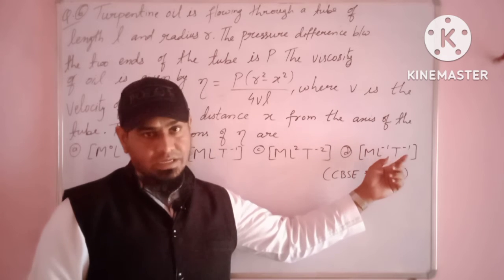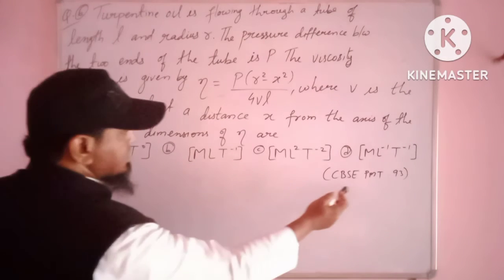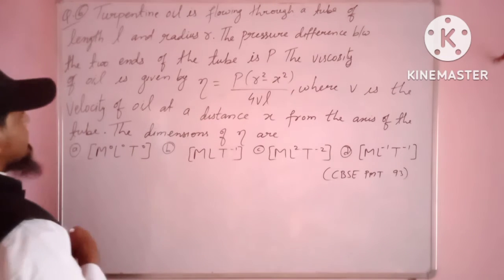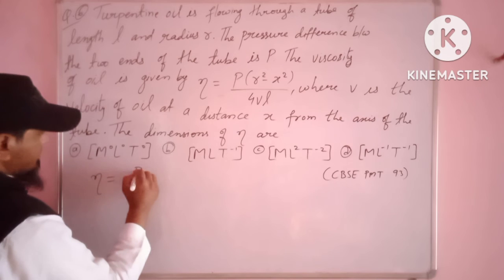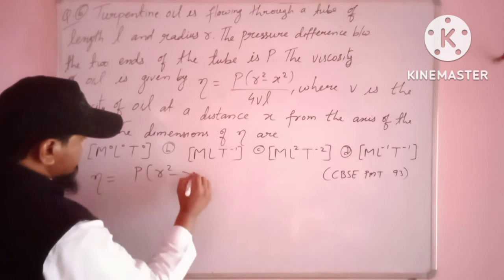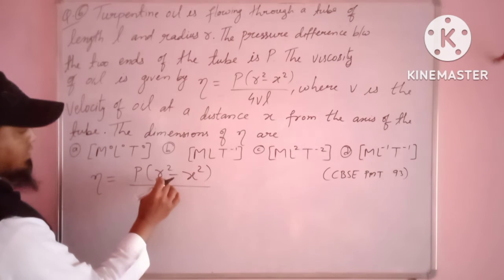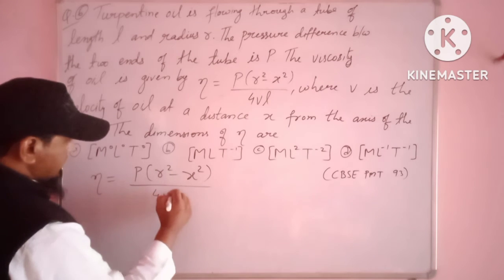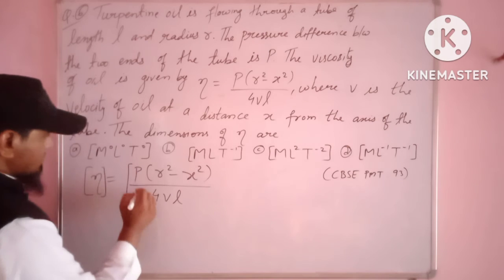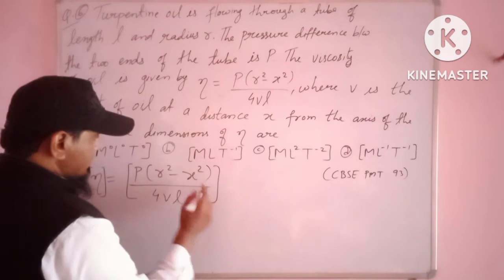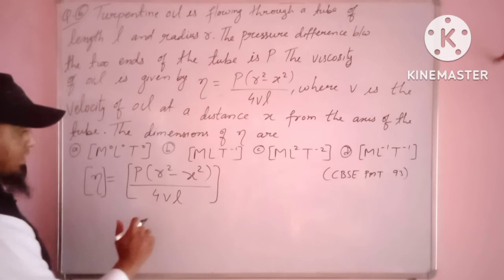ML minus 1 T power minus 1. Suppose you don't remember, then you can solve. This was asked in CBSE PMT 1993. Let us try to solve this. Eta is equal to P into R square minus X square, this complete is one term, upon 4VL. So the dimensions of eta will be equal to dimensions of P into dimensions of this term R square minus X square upon dimensions of V and L.